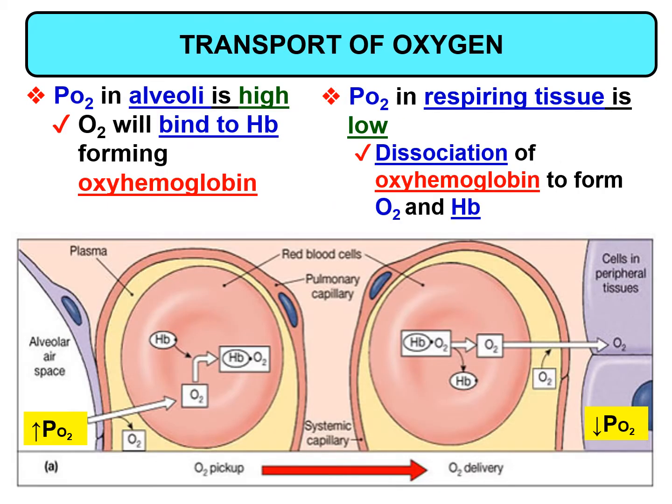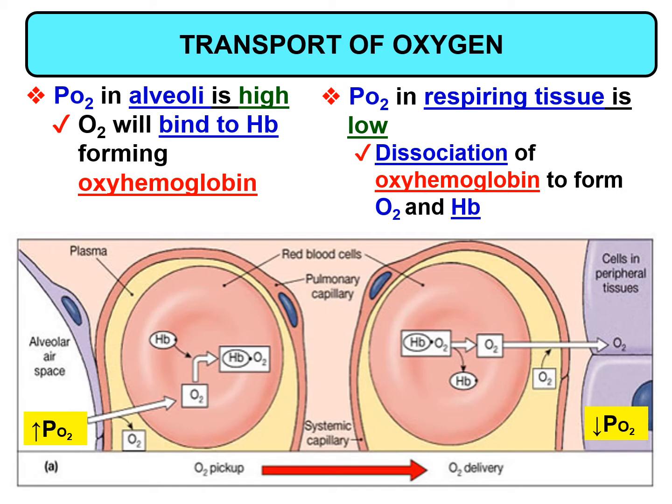The transport of oxygen. The partial pressure of oxygen in alveoli is high. So you have to remember this. Partial pressure of oxygen is high in the alveoli. So oxygen will bind to hemoglobin, forming oxyhemoglobin.